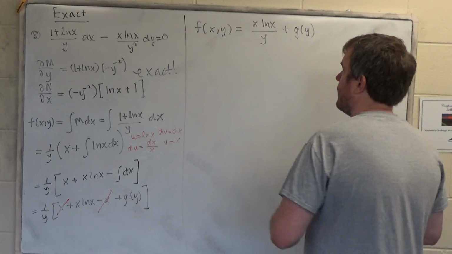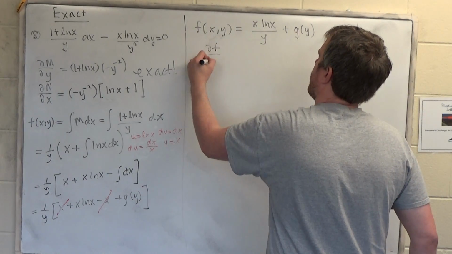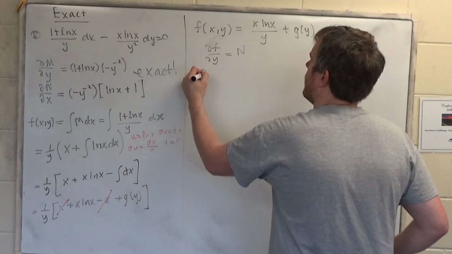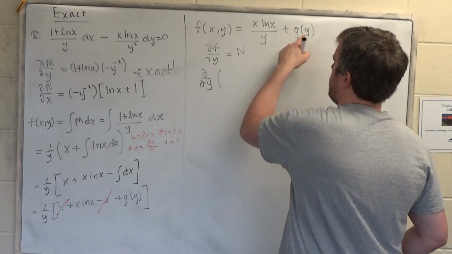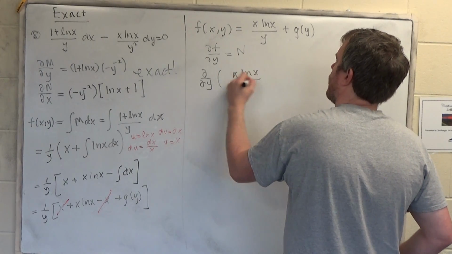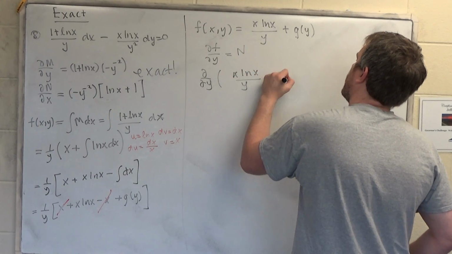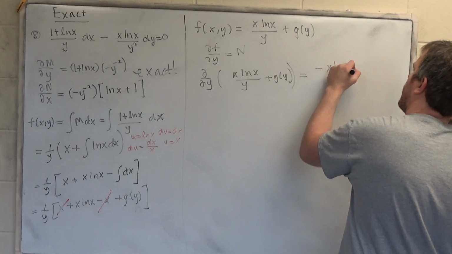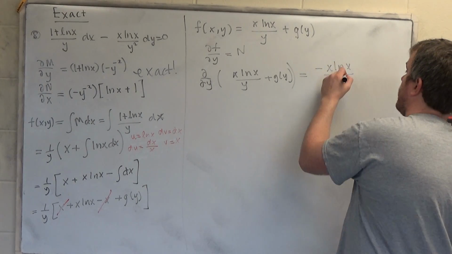And now, using the fact that df dy equals n tells me that d dy of the expression that I just found, x log x over y plus g of y, should equal negative x log x over y squared, sorry.